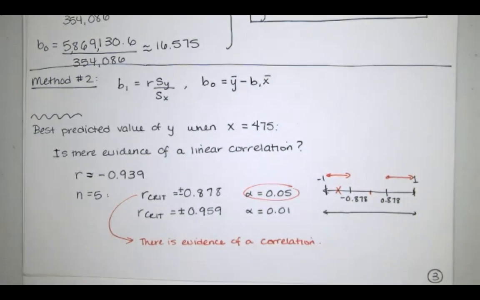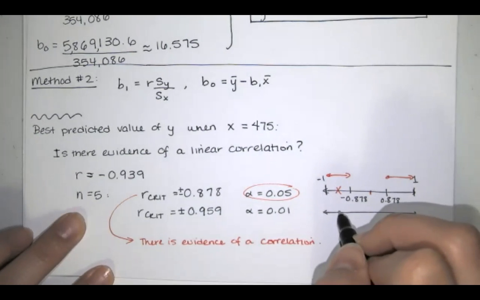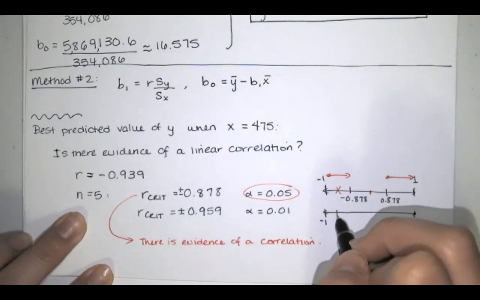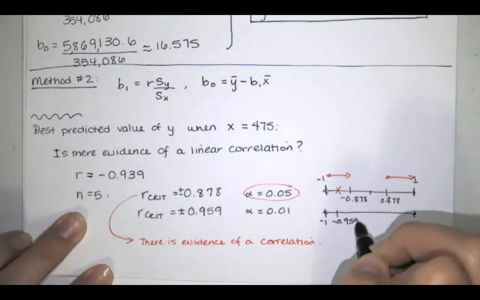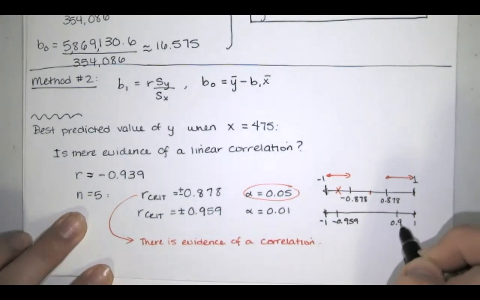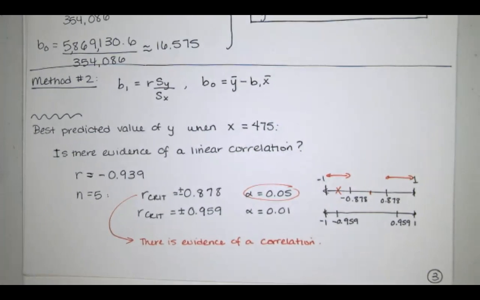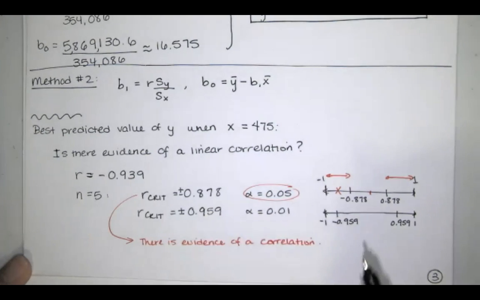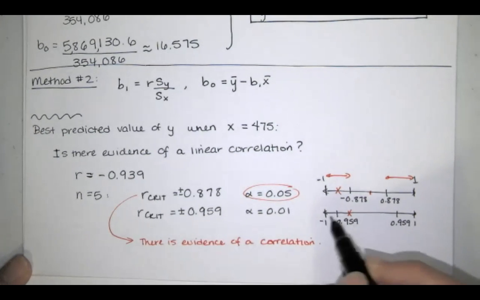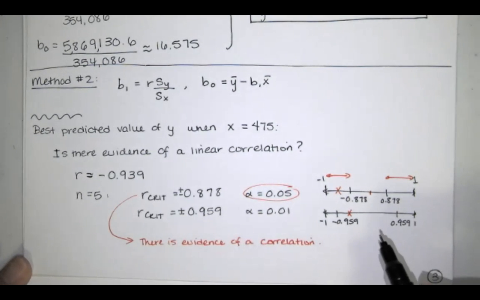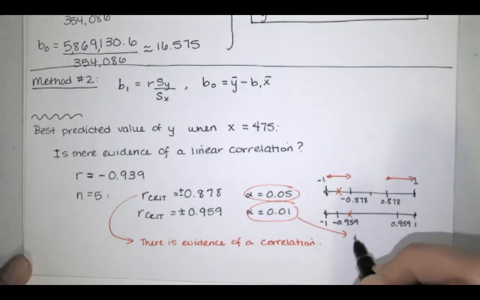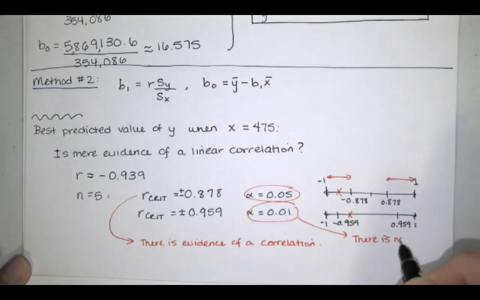But at an alpha equals 0.01 level, those critical values of R are very high. So we've got -0.959 and positive 0.959. In that case, our test statistic R of -0.939 is actually in between the 2 critical values. So when alpha equals 0.01, there is not sufficient evidence of a correlation.